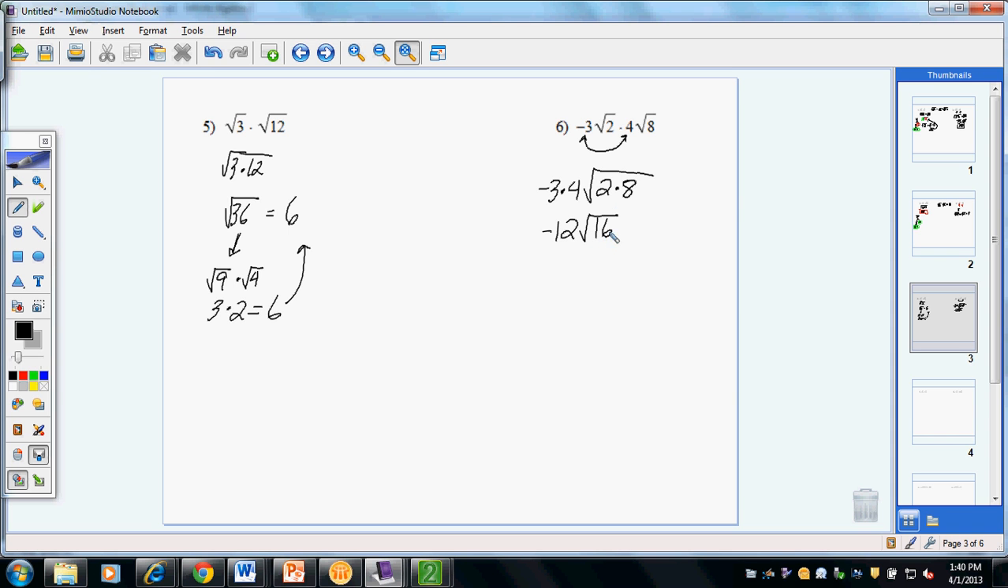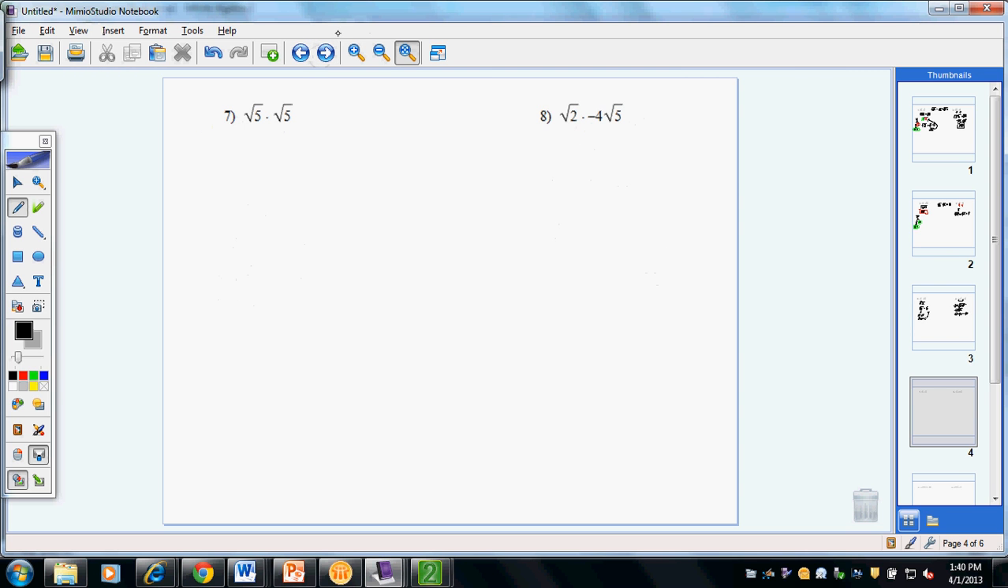And you might realize that the square root of 16 has a perfect square of 4. So we have negative 12 times 4, which equals negative 48. Again, using our rule from before, if we have the same radicand, when we multiply them together, we will get 5.